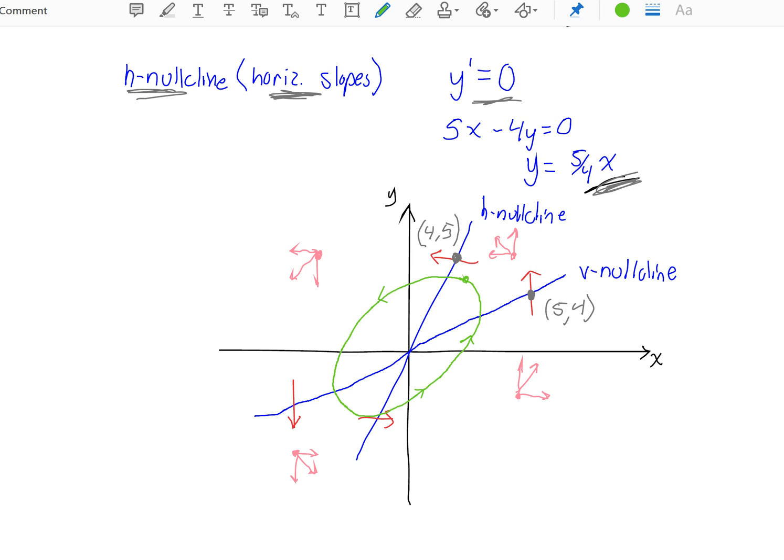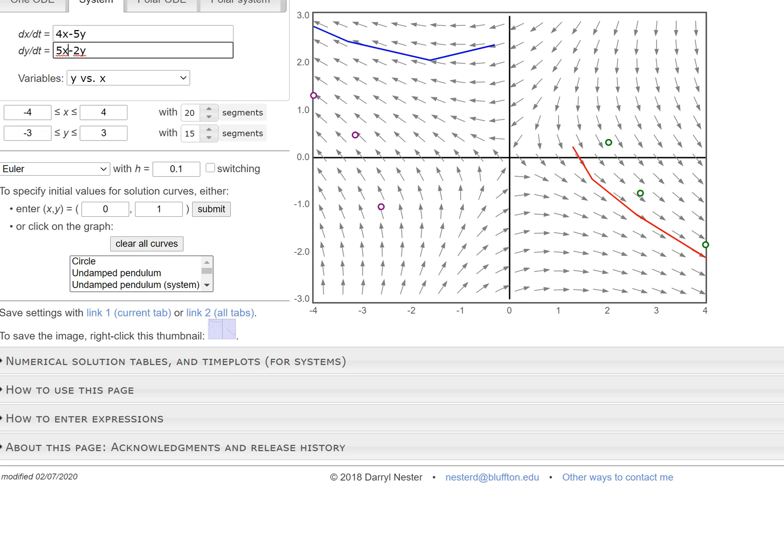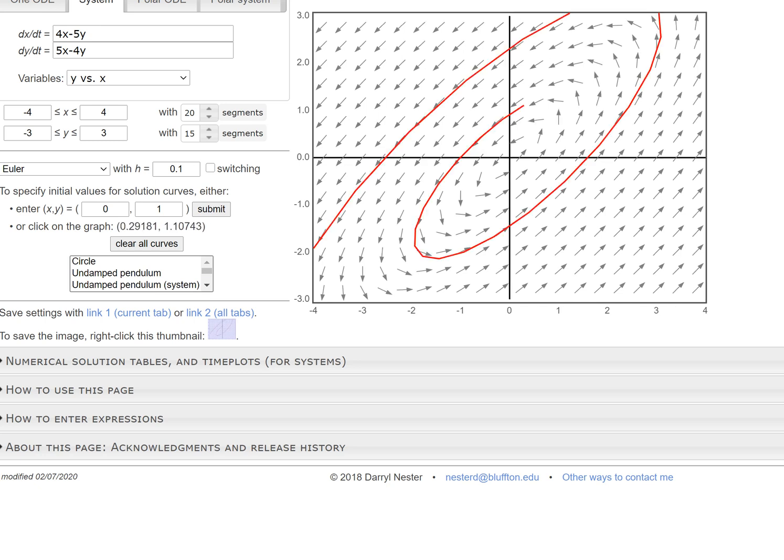Now to confirm that this is true, let's look at our phase plane plotter. And let's change our system of equations. Here we had 4x minus 5y. Our second one was 5x minus 4y. And now let's click around to see what some trajectories might look like. And it looks like I have an error here. This looks like it's spiraling outwards, and I wasn't expecting it to spiral outwards. 4x minus 5y, 5x minus 4y.